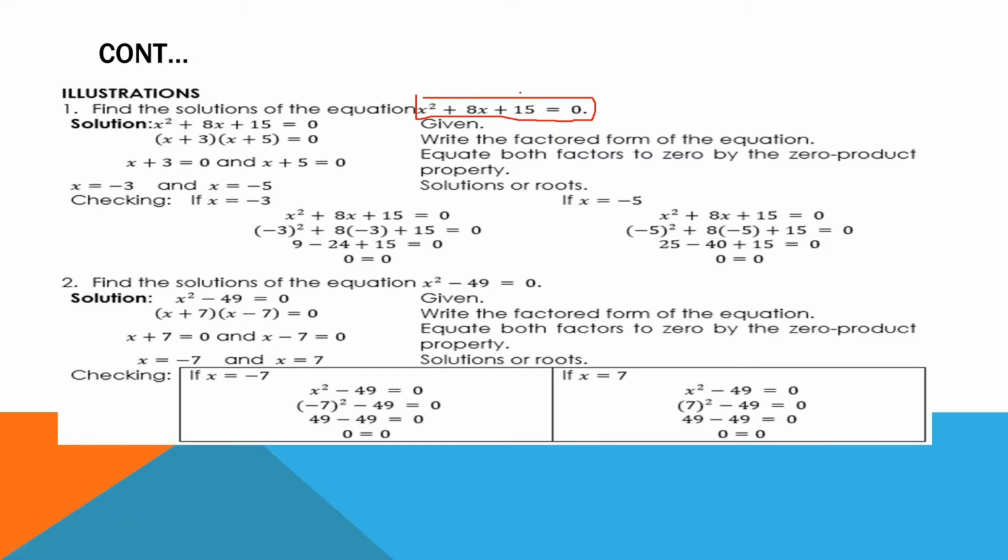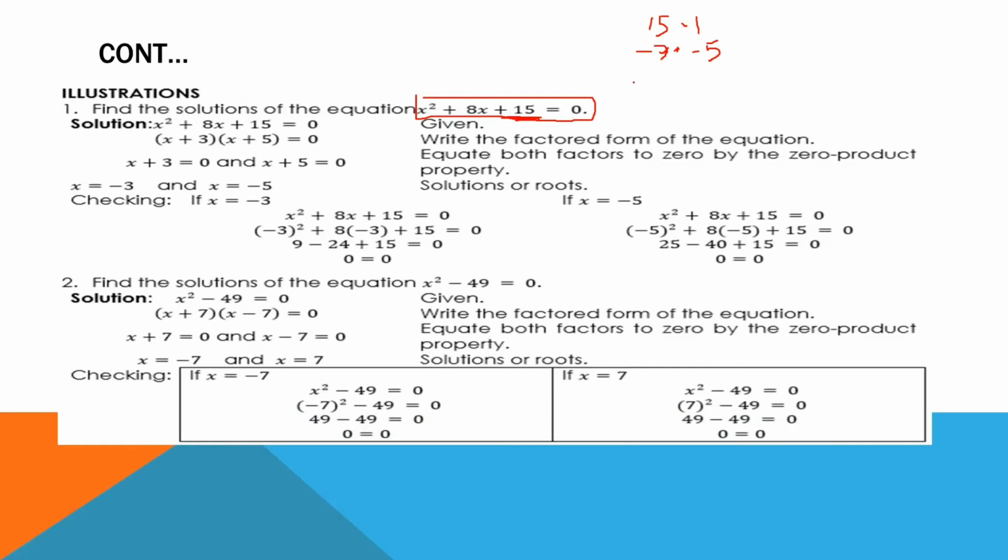So paano ba tayo magpa-factor? So first, if walang coefficient or hindi mas mataas sa 1 yung coefficient ng quadratic term natin, i-consider natin is the factors of the third term. Ano bang factor ng third term? So let's cite the factors of the third term. So 15 times 1 is a factor of 15. Negative 3 times negative 5 is also a factor of 15, dahil negative 3 times negative 5 is equal to 15.